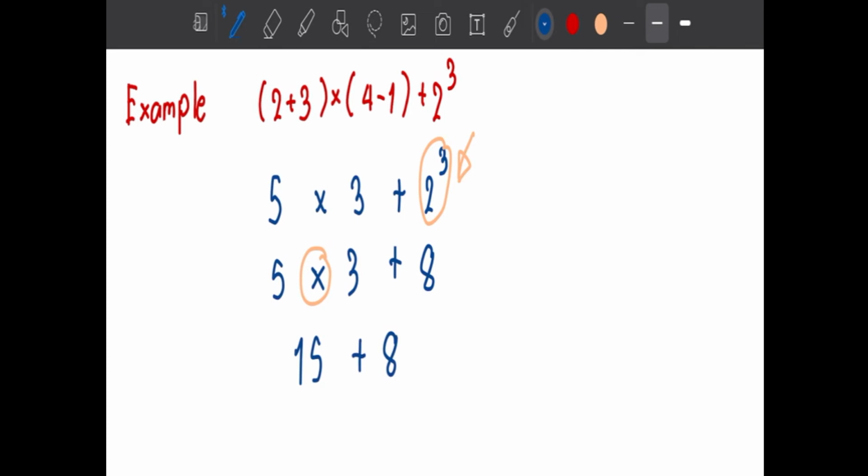Last, addition and subtraction. Example 1 has addition. 15 add 8 equals 23. Okay.